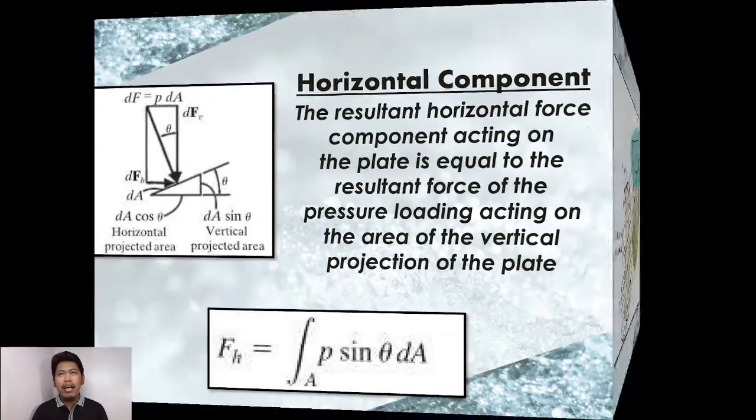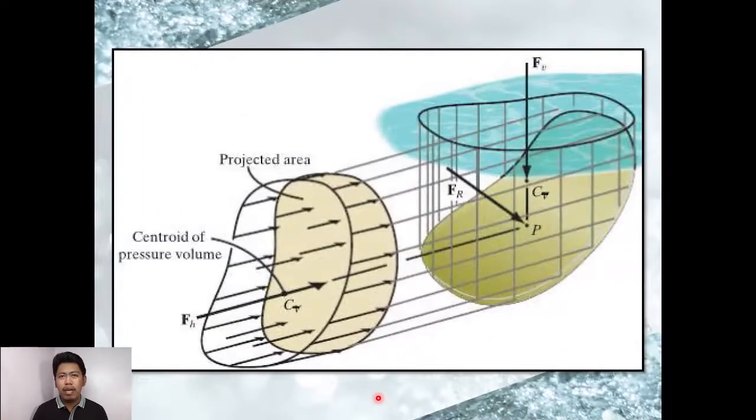Okay, ngayon naman, how about this one? Okay, ito naman, from this illustration, mapapansin natin, ito yung F sub H, yung kanina in-analyze natin. Ayan, so, naka-project nga siya dun sa ating vertical projected area, di ba? Nabanggit natin kanina ito, yung sine theta dA or dA sine theta from the previous illustration. Then, medyo located doon malapit yung ating centroid ng pressure volume natin.